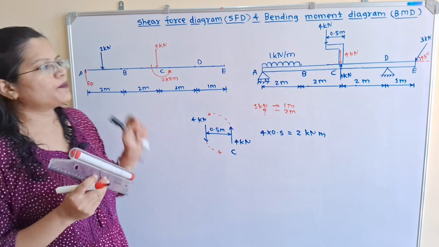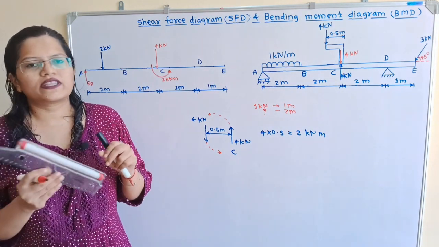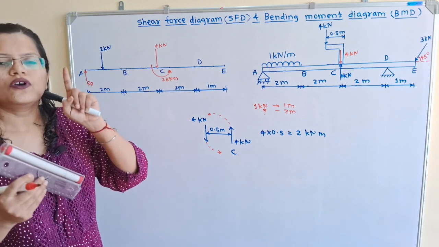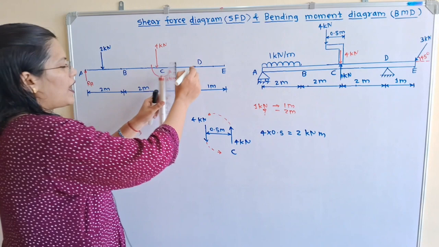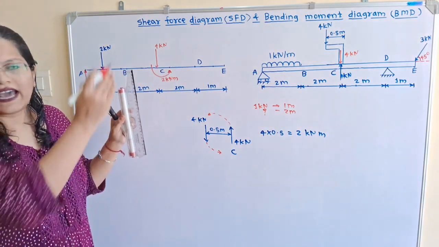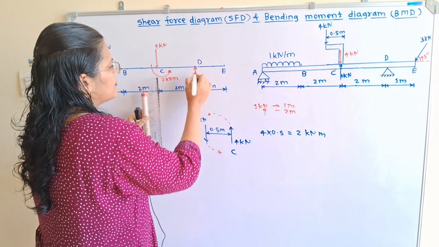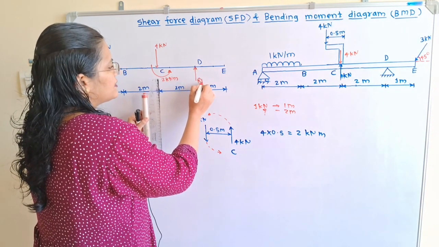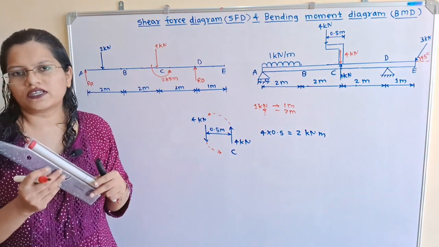Now we will move to the point D. At point D, a hinge support is given. For this hinge support, we have to show the vertical component as well as the horizontal component. I will show the vertical component in the upward direction because it is a support. It is known as RD. Now we don't know the direction of the horizontal component.